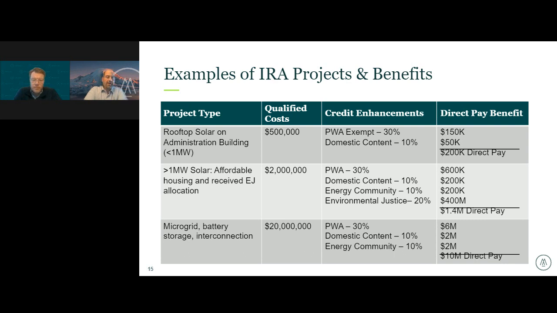And then the next one is a larger microgrid, battery storage, and interconnection. All of these things apply. And meeting just the prevailing wage, domestic content, energy community, that gets us to a 50% adder, or $10 million in direct pay or refund associated with that.